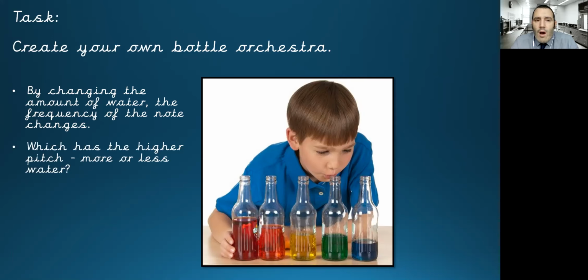When has it got the highest pitch? When there's more water in there or when there's less water in there? And if you've got enough bottles, are you able to play a tune? Now, if you can, much like we did with our drums, put them up on tapestry and we'll have a go and see if we can name that tune.